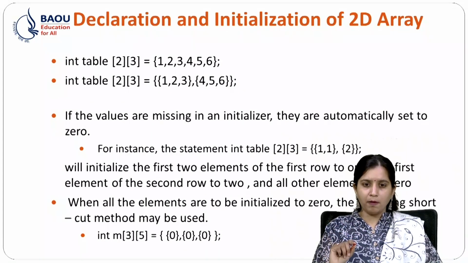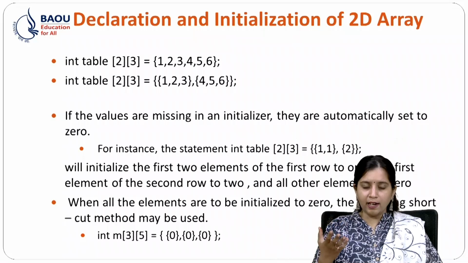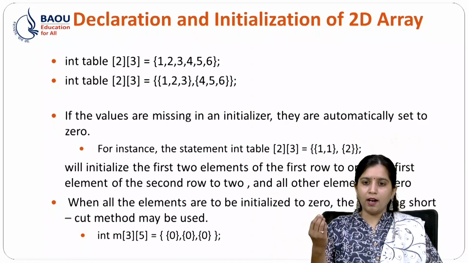For instance, the statement int table[2][3], so 2 rows and 3 columns. In this, we will initialize the first 2 elements of the first row, and the remaining elements are set to 0. When all the elements are to be initialized to 0, then the shortcut method is int m[3][5] with an empty initializer, and all the elements will be 0.